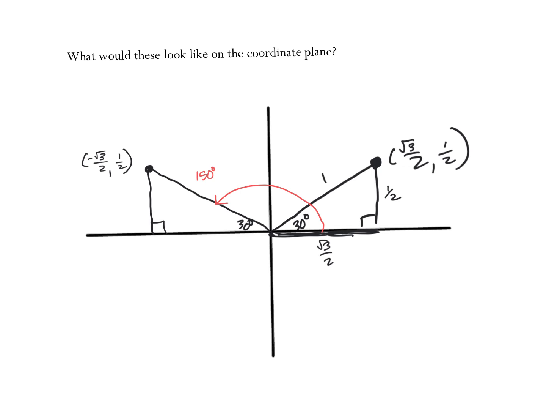What if I drew it down here? First of all, what would the angle be? 210. Hold on. What would the coordinates be? Negative root 3 over 2, negative 1 half. Not bad.